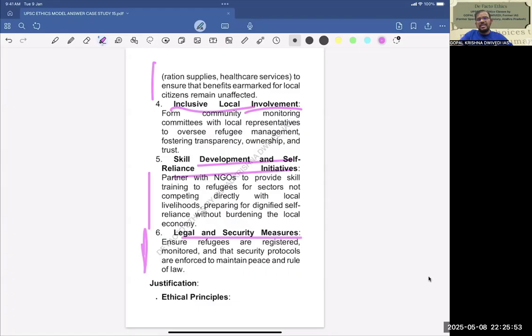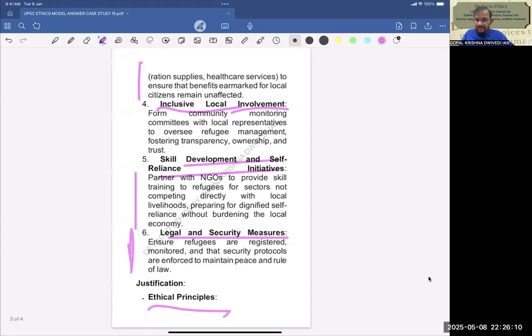Now, these six steps which you will take, what are the ethical theories which justify these steps? Let us go through that, because those theories also you need to mention in your answer along with these steps which you will be taking. So let us see what are those ethical principles.